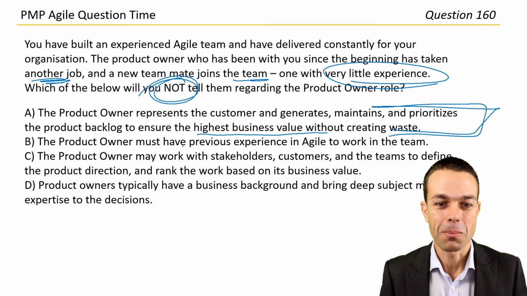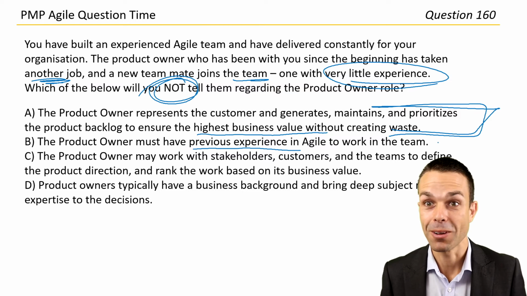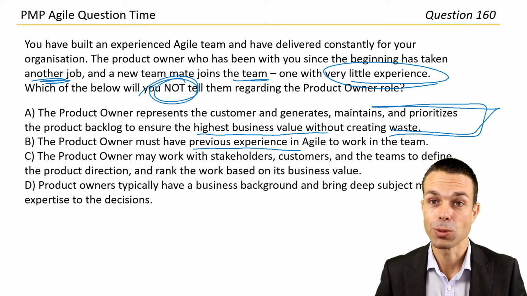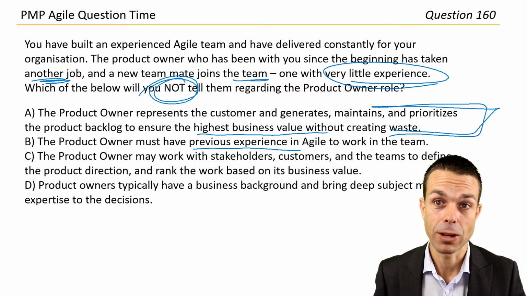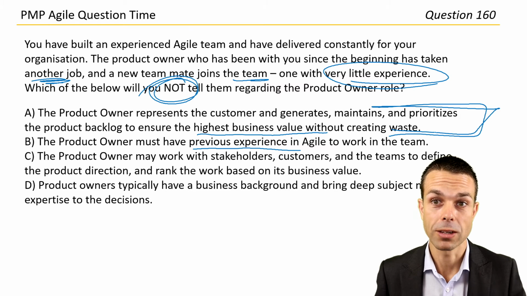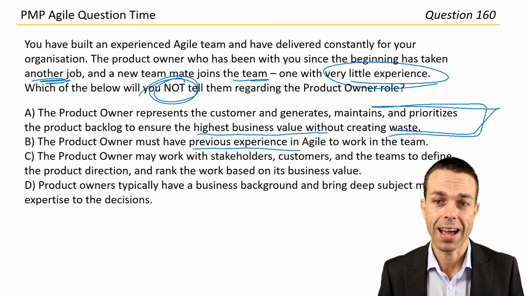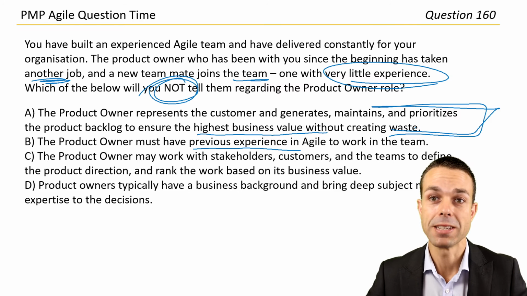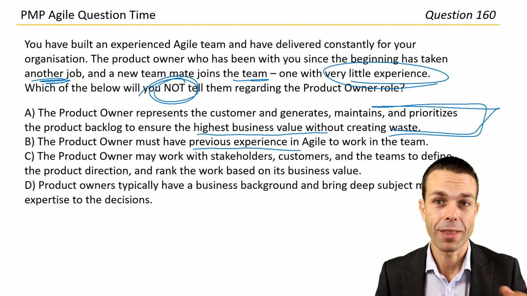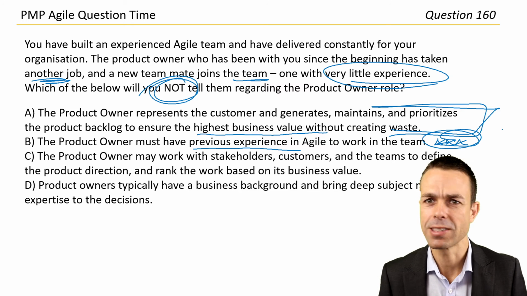The product owner must have previous experience in Agile to work in the team. Okay, so this one stands out for me already, because as we know, the product owner needs to be an expert in the business domain or the customer domain that they're working in or that we're delivering to, but they don't have to have previous experience in Agile. That can be coached and taught, and we can bring them into the team and the ceremonies for that to happen. So I like that one as the standout one here. Let's see what else we've got.